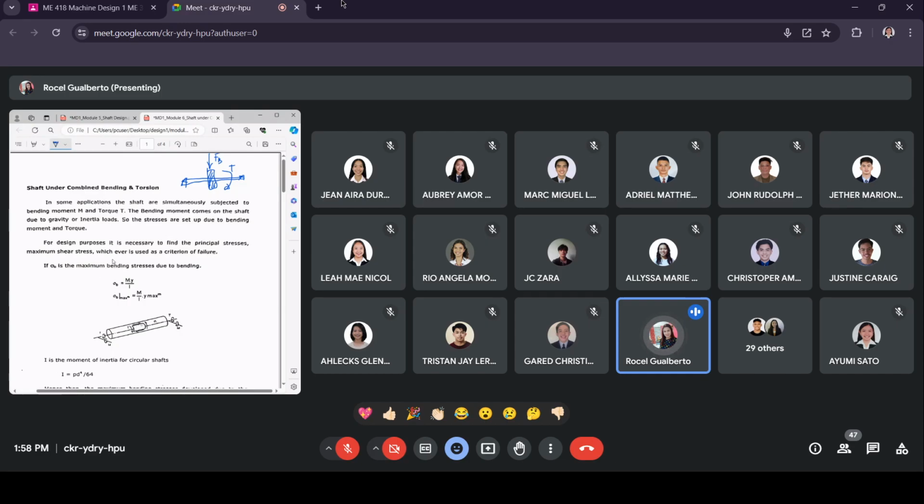So how do we design for combined loadings? For combined loadings, we have two theories. The first one, we call the maximum shear stress theory. And then the second one, we call the maximum normal stress theory.